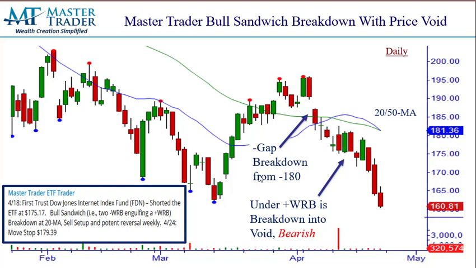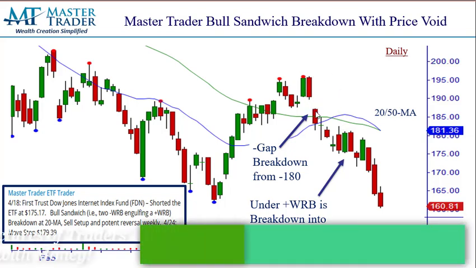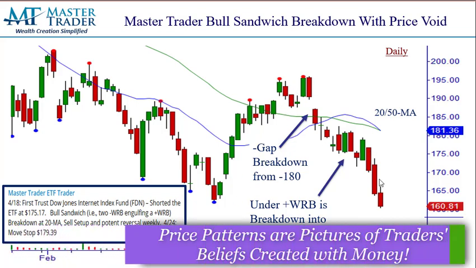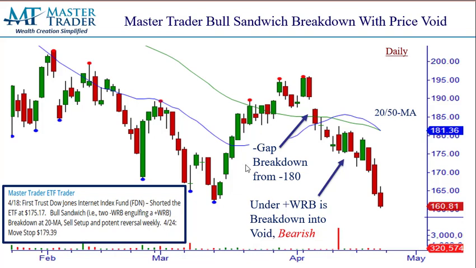This is the identical slide I gave you in the prior trade review, the Master Trader Bull Sandwich, which is two wide range, ugly red bars engulfing a big wide range green bar. And go back to the prior slide, that doesn't mean you take it, but you add the other concepts. So this is overall a very bearish pattern that originated from a breakout failure, 180 reversal, bearish gap. I got my 20 and 50 rolling over, and I have a price void. Price void means look to the left, and there's insignificant support over here for a short.